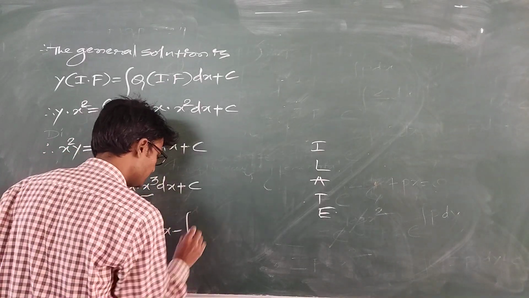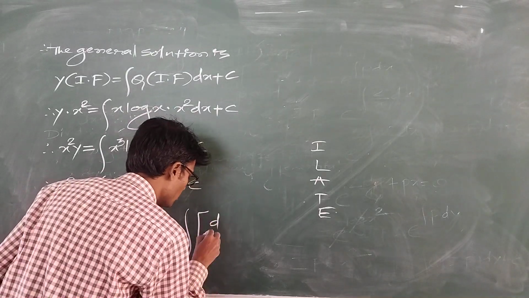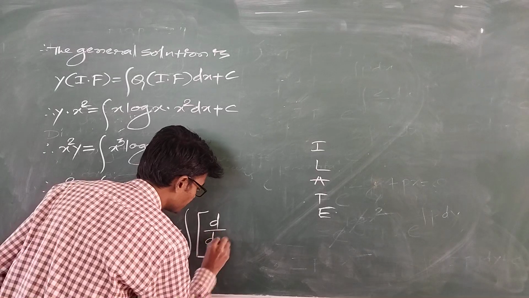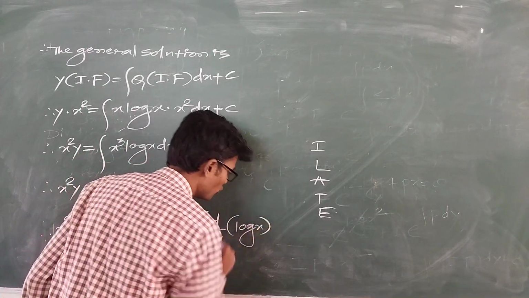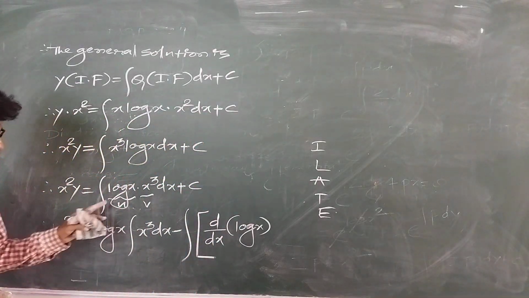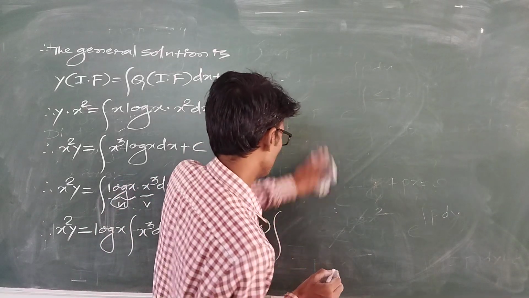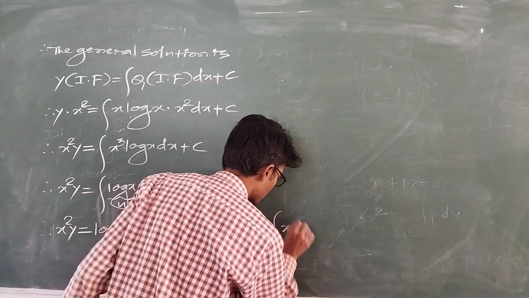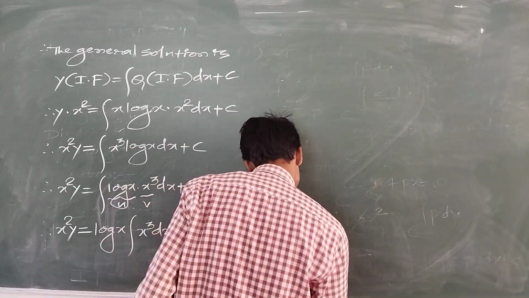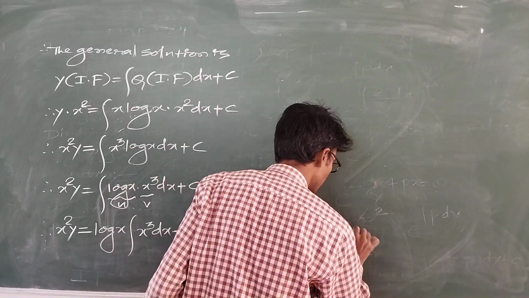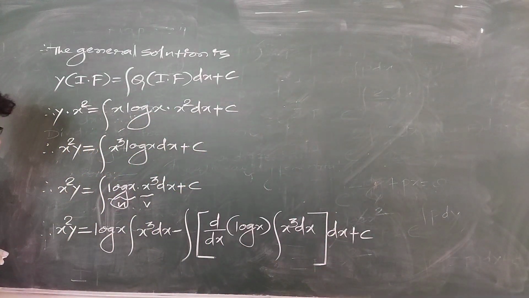the integration of the differentiation of u. So differentiation of u means in place of u we have log x, and after that we have the integration of x cube into dx, square bracket complete, into dx plus c. So we applied the integration by parts formula.